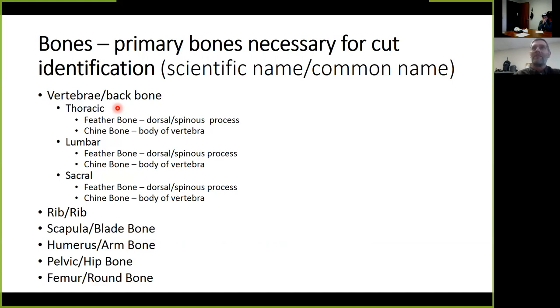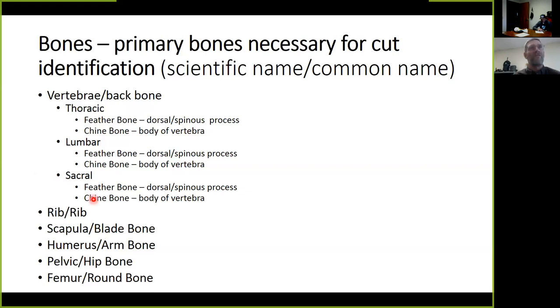Then the lumbar vertebrae. The lumbar vertebrae are next, and those are the vertebrae that are behind the thoracic vertebrae, or more posterior in anatomical terms. And the lumbar vertebrae are what we consider our lower back vertebrae. And then the last vertebrae that we probably need to know for meat cut identification are the sacral vertebrae. Usually if you see a meat cut with a sacral vertebrae, it's also going to have part of the pelvic or the hip bone in it, okay?